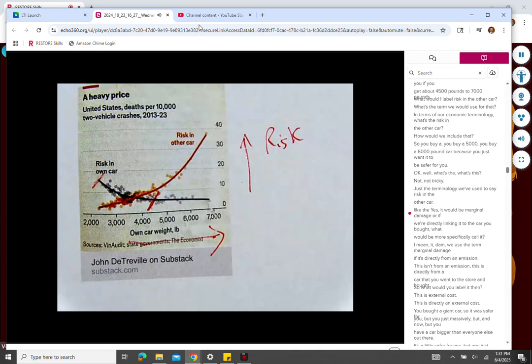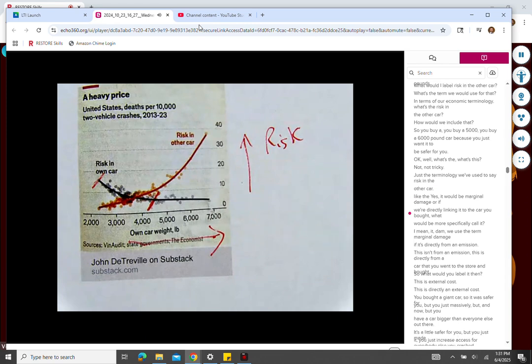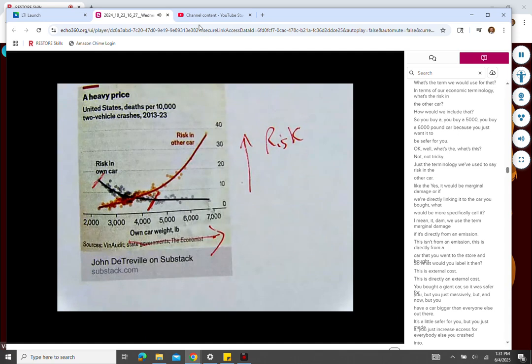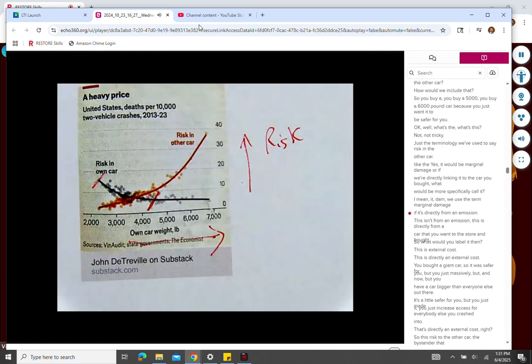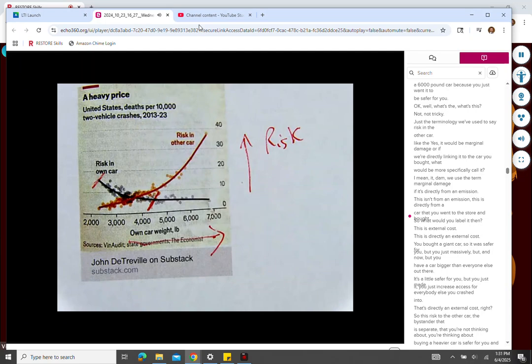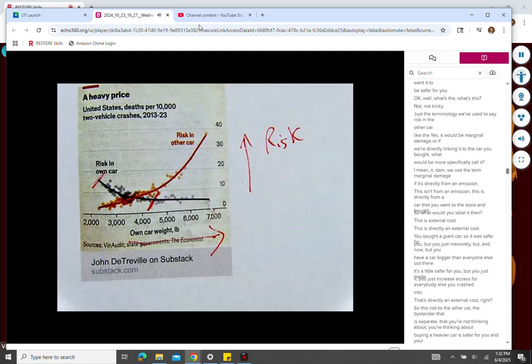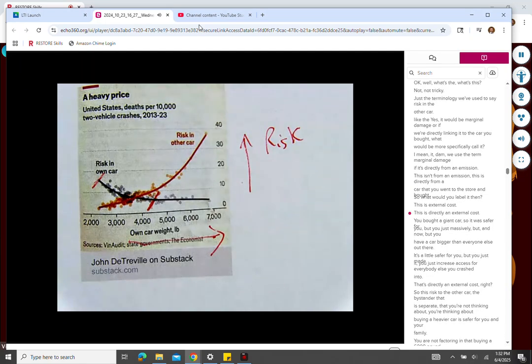Yes, it would be marginal damage, or if we're directly linking it to the car you bought, what would we more specifically call it? I mean, we use the term marginal damage if it's directly from an emission. This isn't from an emission. This is directly from a car that you went to the store and bought. So what would we label it then? This is external cost. This is directly an external cost.